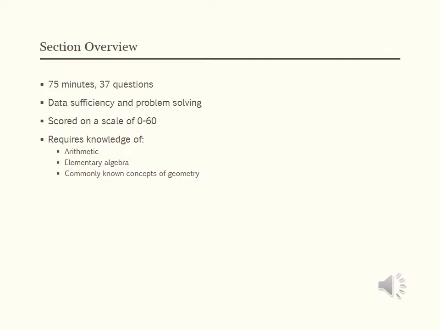The quantitative section of the GMAT is 75 minutes and consists of 37 questions. It is focused on data sufficiency and problem solving, and is scored on a scale of 0 to 60. The required knowledge for this section is arithmetic, elementary algebra, and commonly known concepts of geometry.